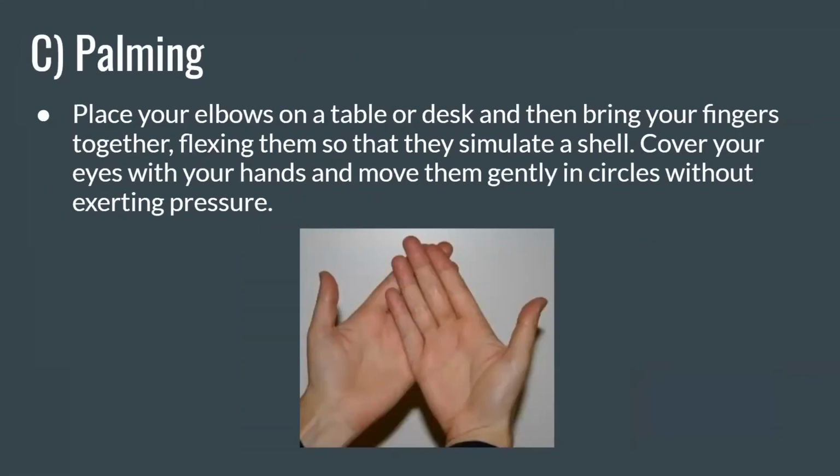The third exercise is palming. So for this one, you would place your elbows on a table or desk, then bring your fingers together, flexing them so that they simulate a shell. Cover your eyes with your hands and move them gently in circles without exerting pressure.